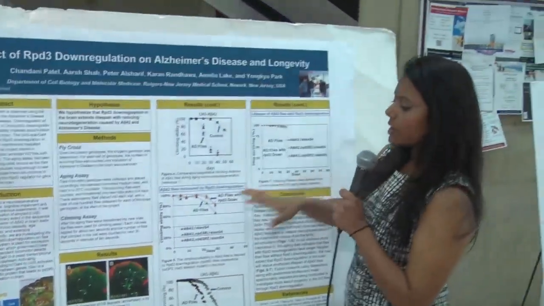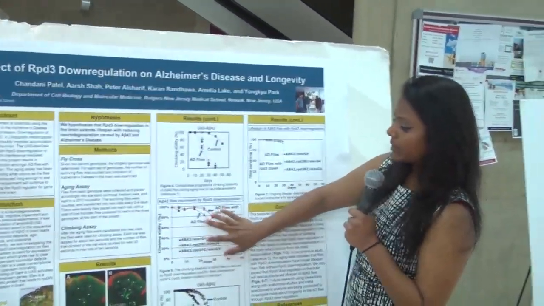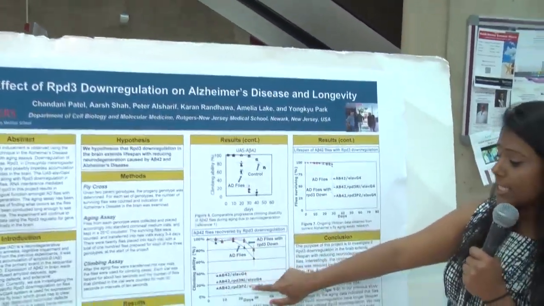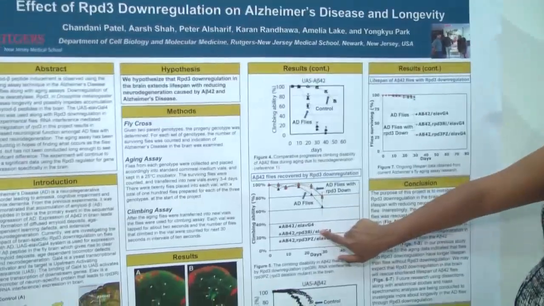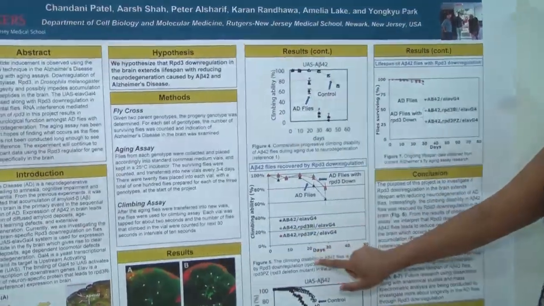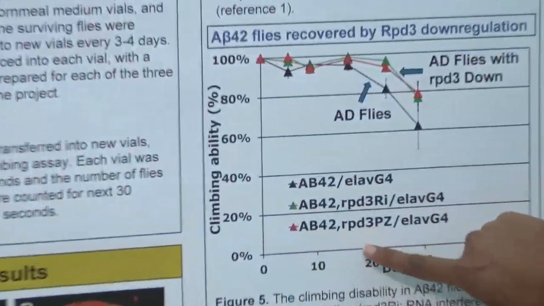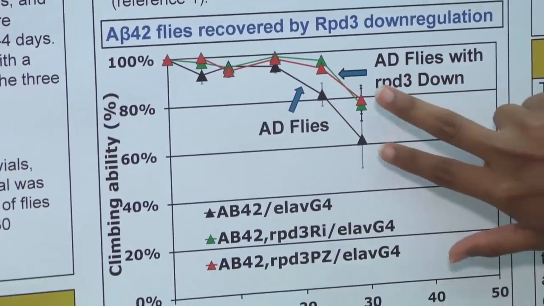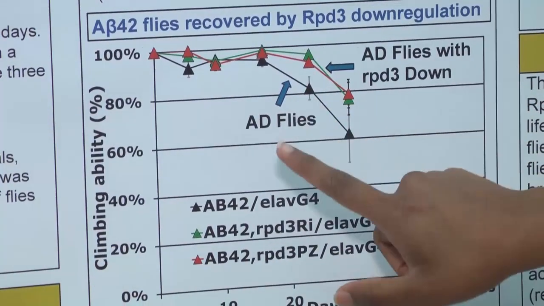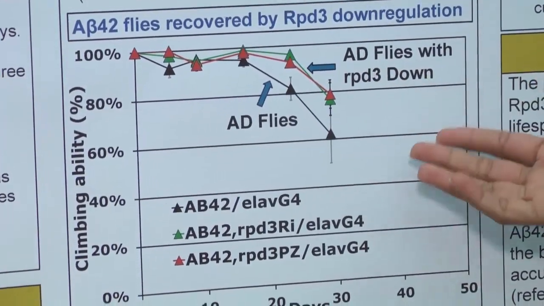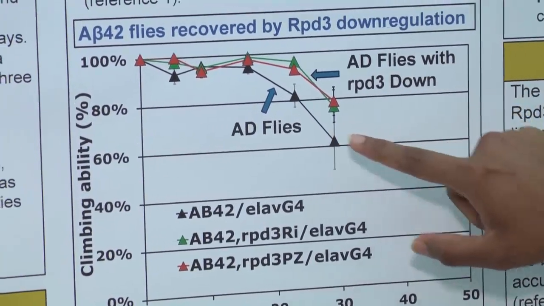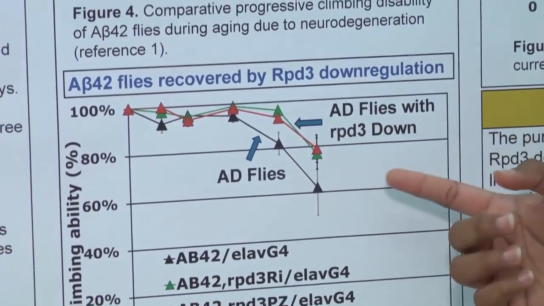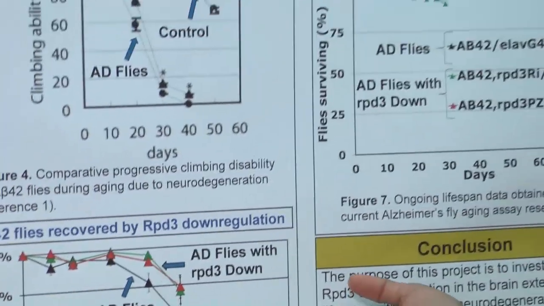So our results for the climbing assay: the black ones are the flies with Alzheimer's disease, and the green one is the flies with RPD3 downregulation in the brain, and the red ones are the flies with RPD3 downregulation in the entire body. So we can see some difference between the flies with Alzheimer's and the Alzheimer's flies with RPD3 downregulation. And we can conclude from this graph that flies with RPD3 downregulation have lesser or reduced neurodegeneration compared to flies with Alzheimer's.